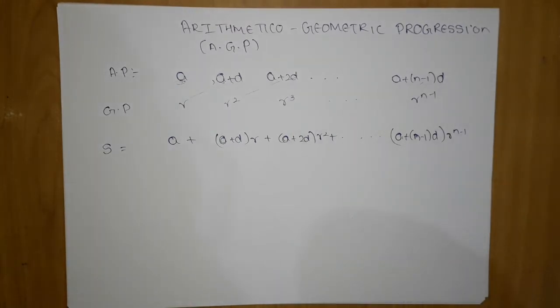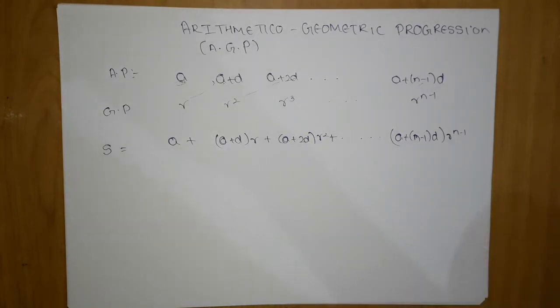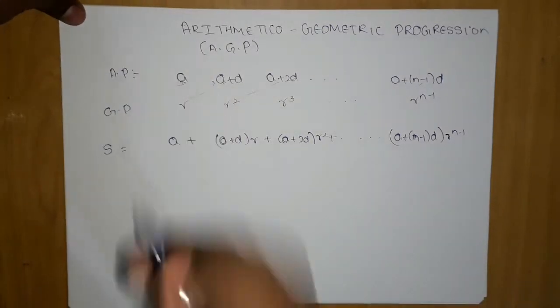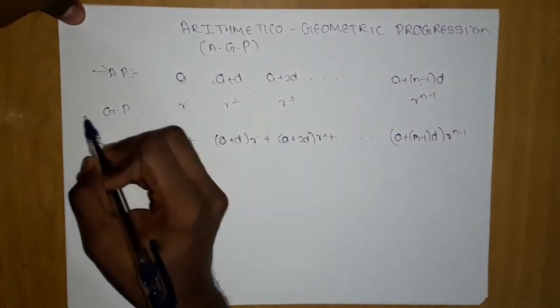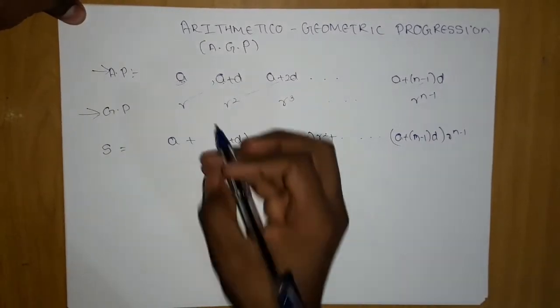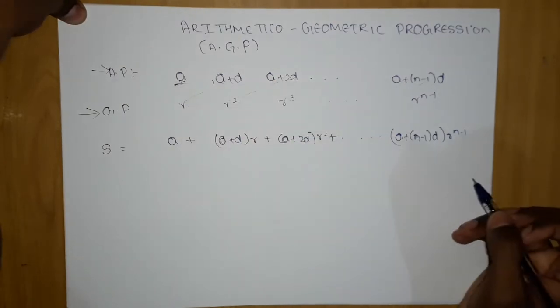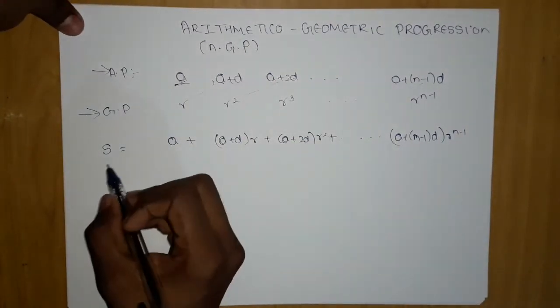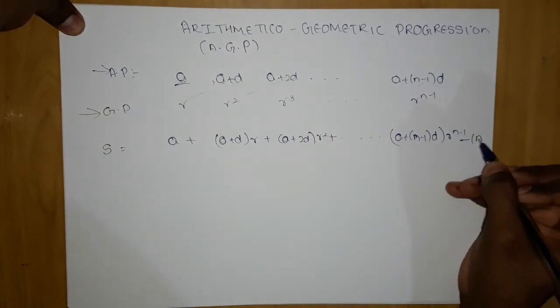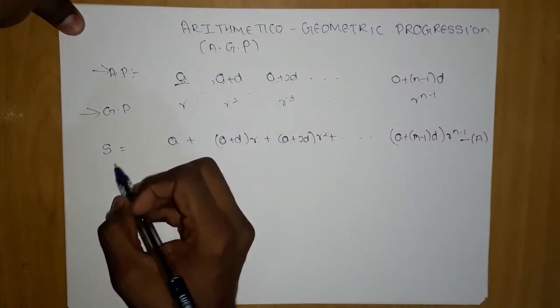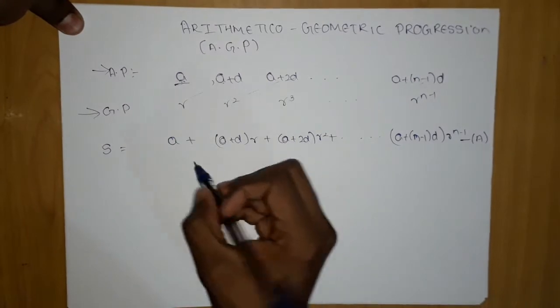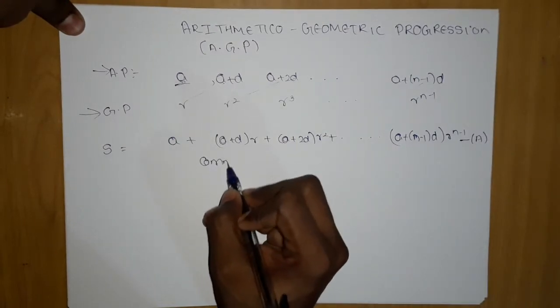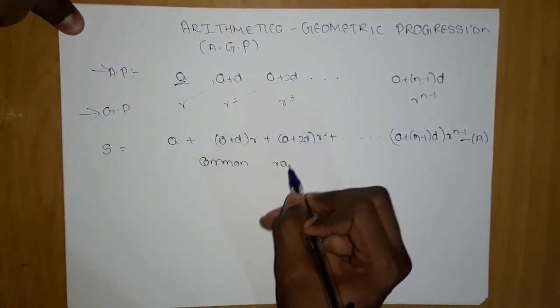Now what can we do? The second step is a very important step, and you should be very alert and do that step. The first step is to create the AP. Second, consider a GP: leave the first term and multiply the rest of the terms. Now what is the next step? The next step is to call it A and multiply this by the common ratio of this series. What is the common ratio? The common ratio is R.